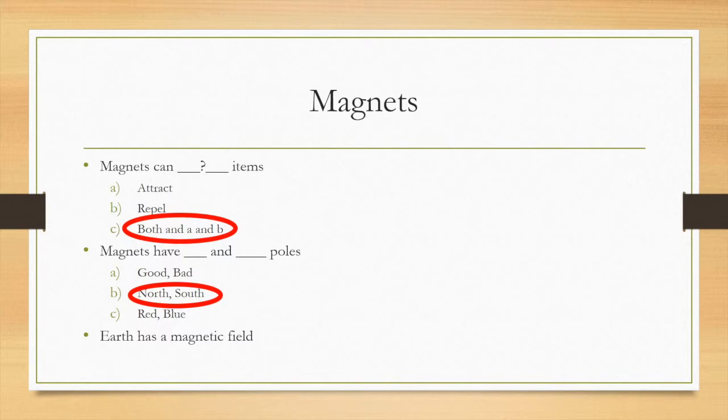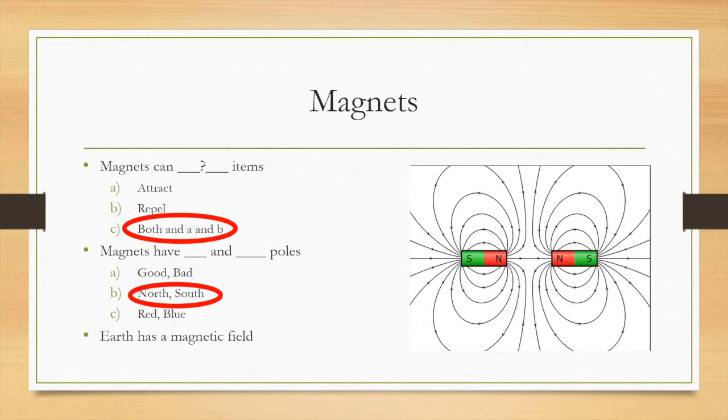The Earth, like I said, has its own magnetic field, which has been used in many navigation systems, such as compasses. And as you can see on the picture on the right, each magnet has a north and a south pole, and the north and north are repelling each other.